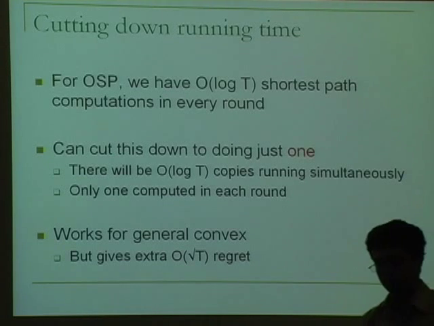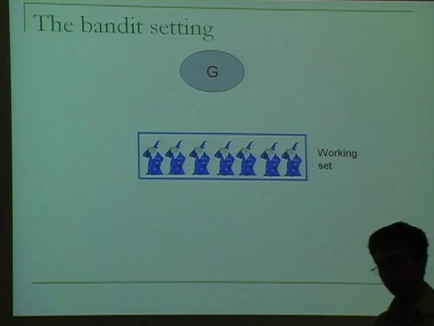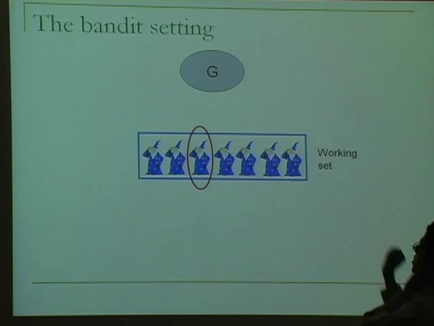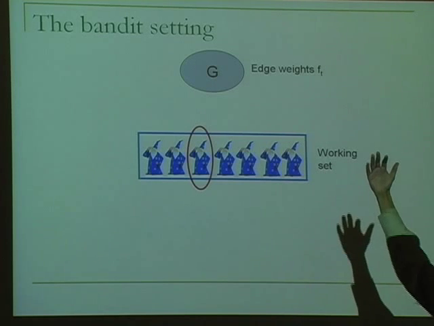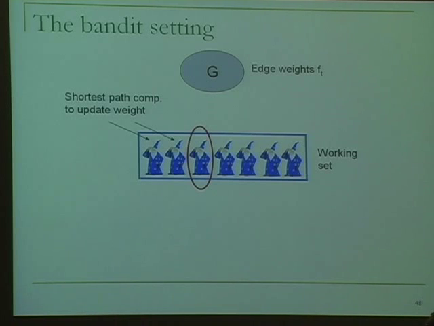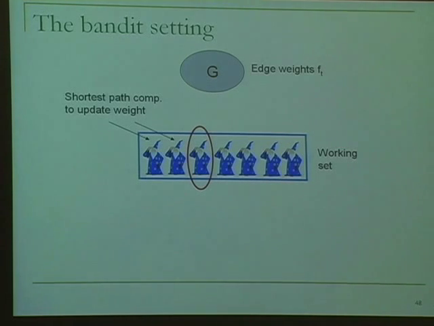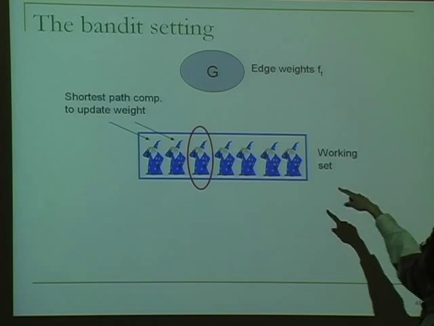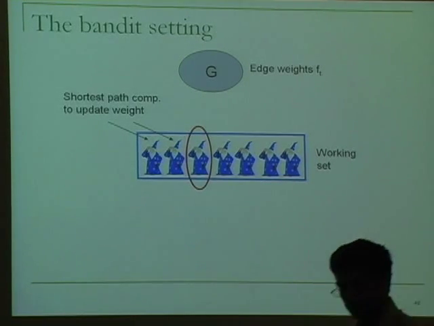scenarios. And the basic idea, the way it works, is to think of the working set. These are a bunch of experts, each predicting a certain path. Usually you choose some expert and you play the path of this expert, and then the edge weights are revealed. Once the edge weights are revealed, you have to do this multiplicative weight update. And for that, you actually need to compute the weight of all of the other experts as well. So you need to compute the shortest path that all of these experts are predicting as well. And that gives you the log t shortest paths.